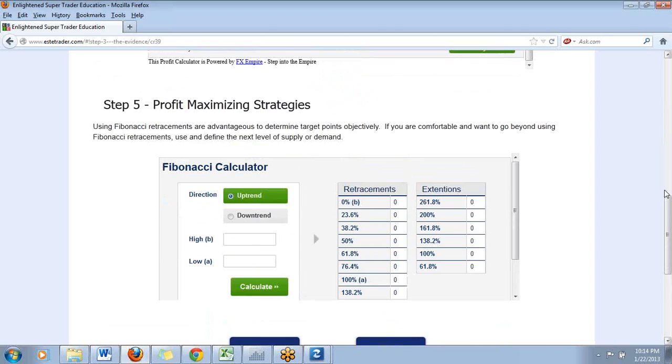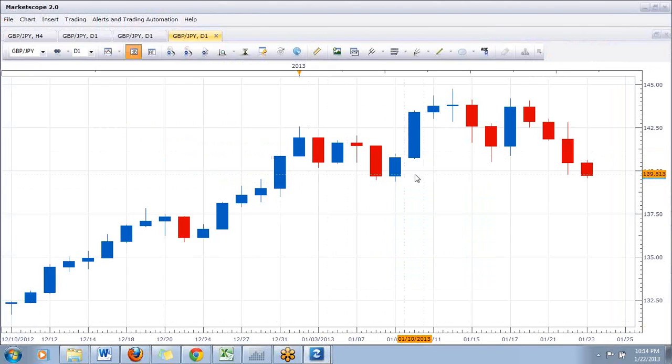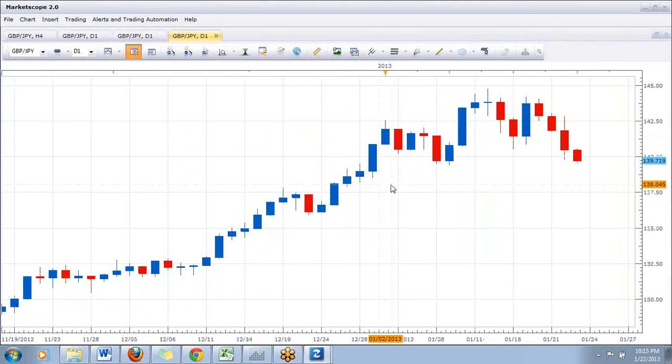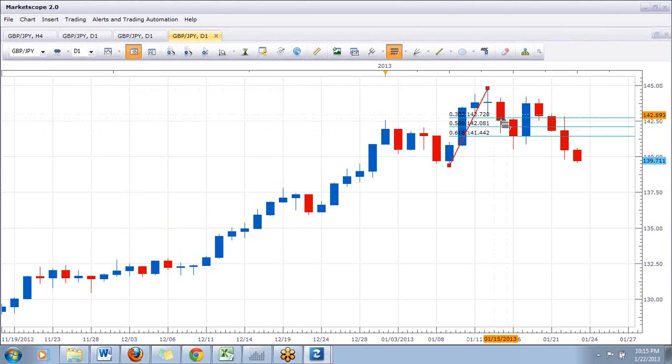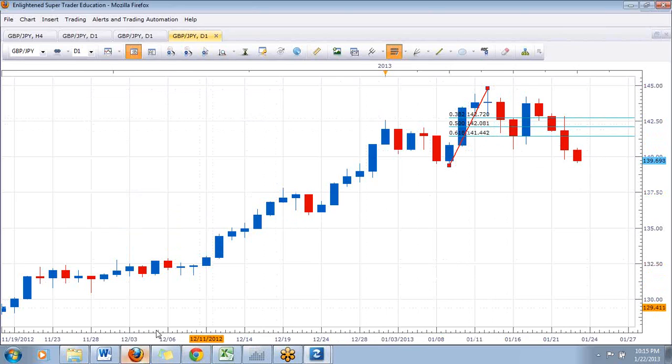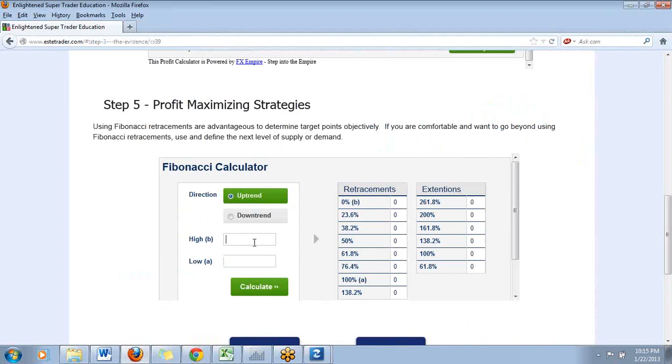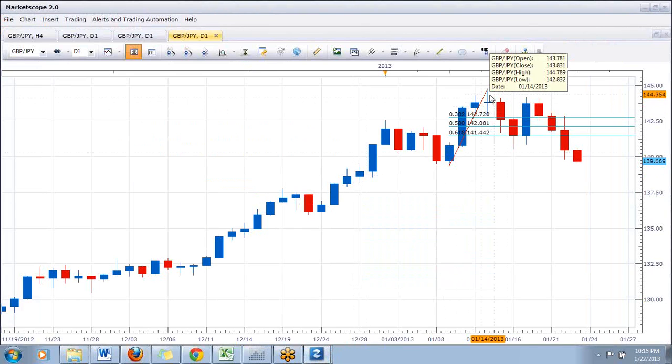And now you can use it in terms of, say for example, with this one, if we're analyzing 142.72, 142.08, 141.44. At least in this manner, once you create, say 142, all right, let's go through, sorry, the high, 144.78.